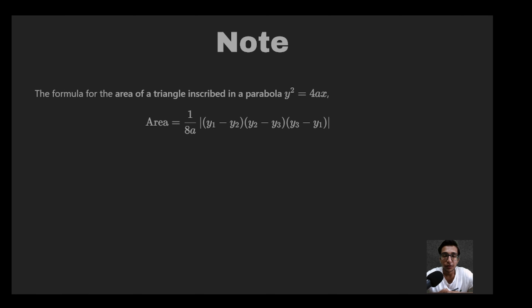Now let's look at a few important notes that you need to remember from this chapter, which are based on parabola and its properties. So let's say, again taking our standard parabola, which is y square is equal to 4ax, let's say this is our parabola. This is our directrix and this is our y-axis. Let's say I was to take any 3 points on this parabola.